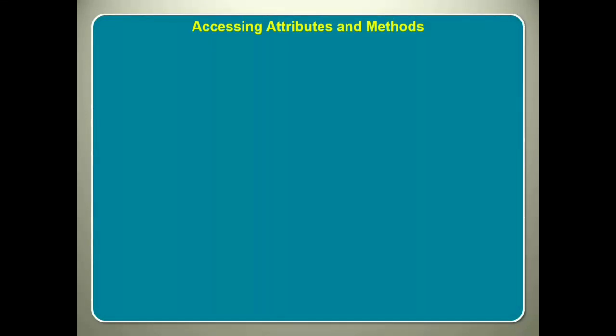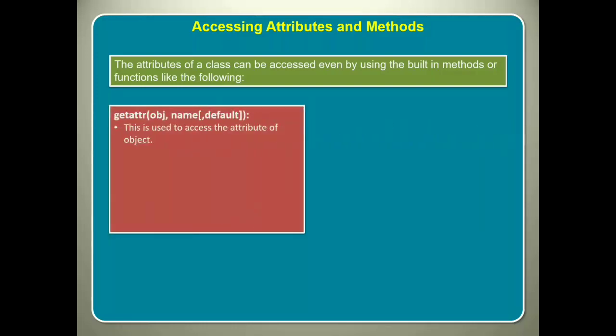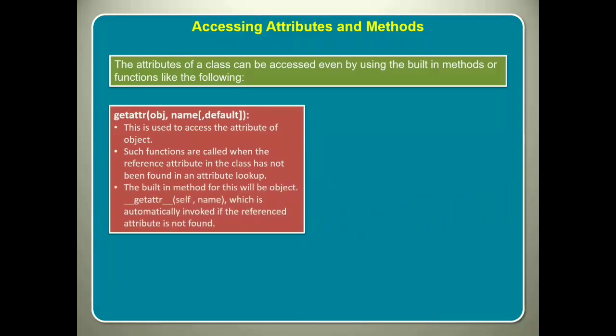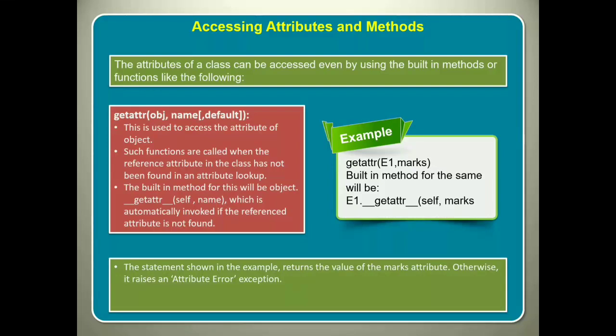Accessing attributes and methods. The attributes of a class can be accessed even by using the built-in methods or functions like __getattr__, which are used to access the attribute of an object. Such functions are called when the referenced attribute in the class has not been found in an attribute lookup. The built-in method for this will be object.__getattr__. The __getattr__ method is automatically invoked if the referenced attribute is not found. An example is provided on the screen. The statement shown in the example returns the value of the marks attribute, otherwise raises an AttributeError exception. You need to remember that if the attribute is found through the normal mechanism, the __getattr__ method is not called.